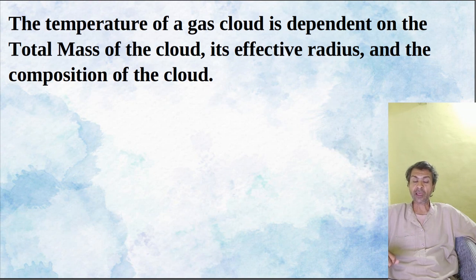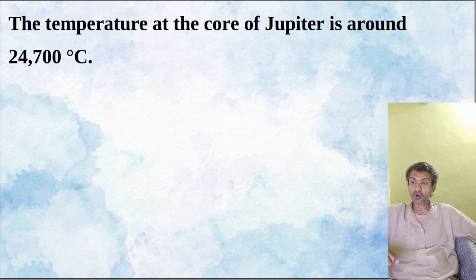In the case of this hypothetical cloud, most of the particles of the cloud are hydrogen. Jupiter is the biggest gas giant in our solar system, and the estimated temperature at the core of Jupiter is around 24,700 degrees centigrade. Jupiter attains this high temperature at its core because it has an internal source of heat that allows Jupiter to radiate about twice as much energy as it receives from the Sun. Even the temperature at the core of our Earth is around 5200 degrees Celsius, which is far above the melting point of iron.